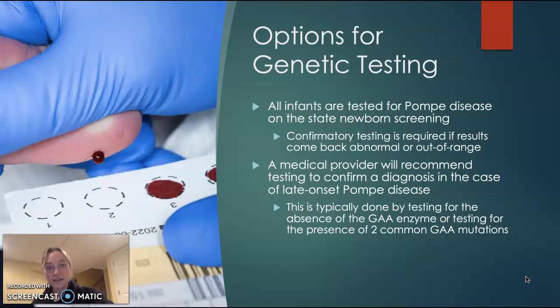In the case of late onset Pompe disease, as I mentioned before, the symptoms of late onset Pompe disease have a lot of similarities to other neuromuscular conditions. And so in this situation, a provider would typically order these genetic tests to rule out other conditions and to confirm Pompe disease. And these genetic tests are completed by either testing for absence of the GAA enzyme or the presence of 2 of the common GAA mutations.